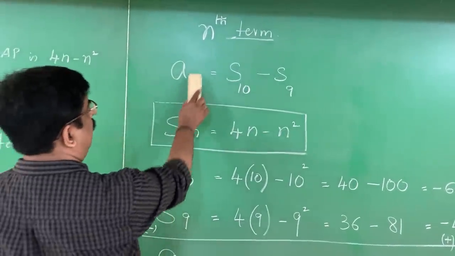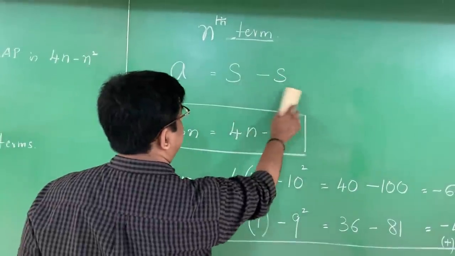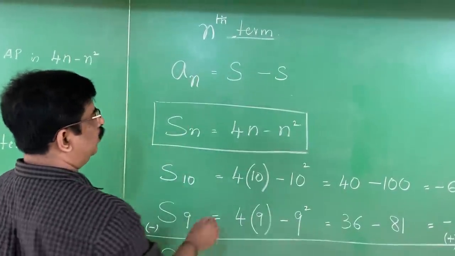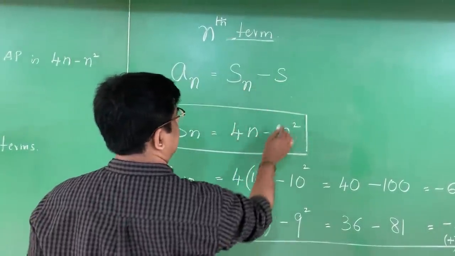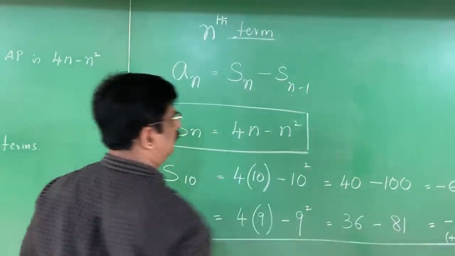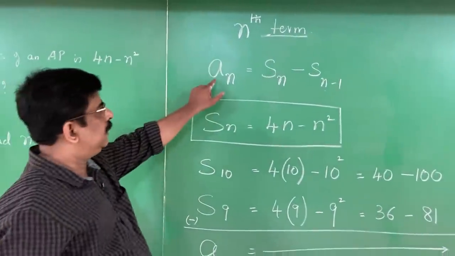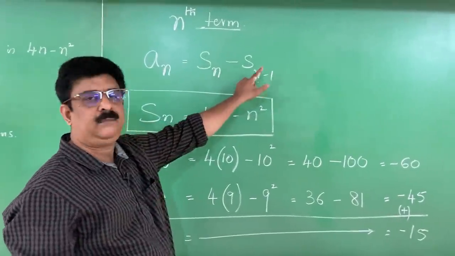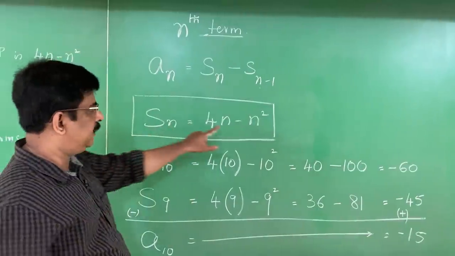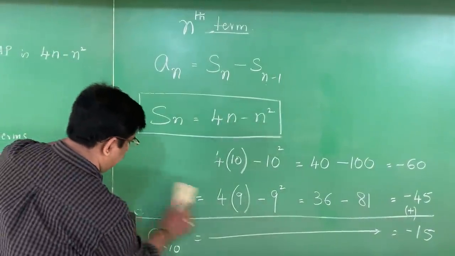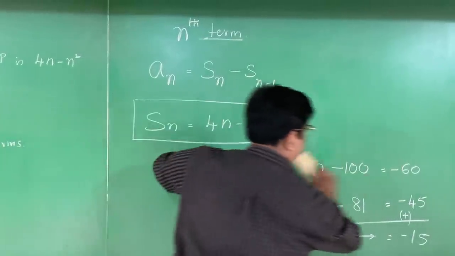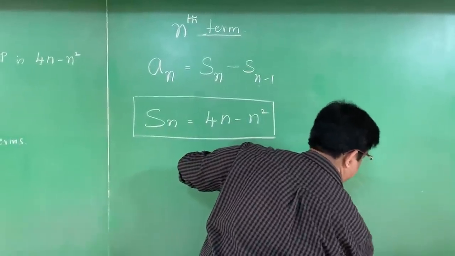Nth term means an is equal to sn minus sn minus 1. Sn is given. Now I am going to find the value because it is an algebraic expression. Therefore, we solve in a different way.